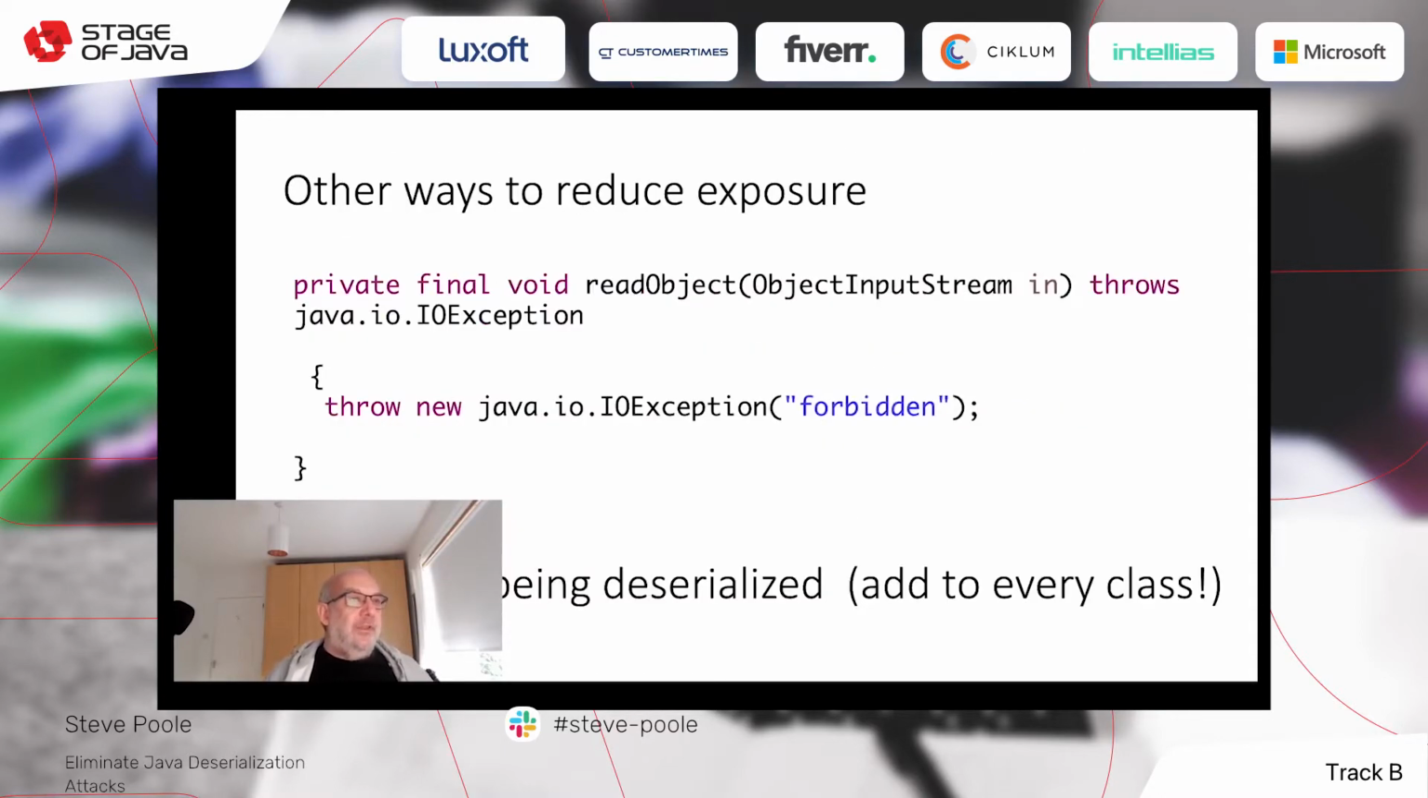Oh, I think I've just said this one. Yes, you can opt out. But as it says, you have to add it to every single class. So if you don't want to be part of serialization, you don't want to be pulled in, then every single class in your application has to have a method like this that is exactly the right signature. That's a lot of work.